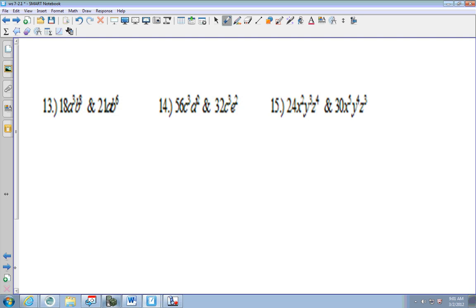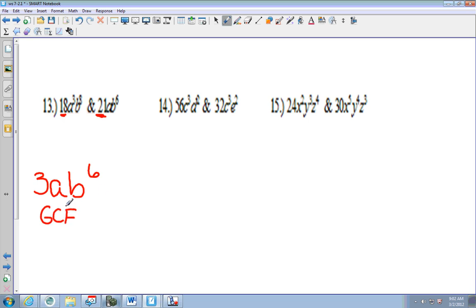The next one is what I asked you to already do. If you're working on this at home on the video, I'd pause it and try and find your GCF of 18 and 21. You should have found it to be 3. Now, there's an A in common in both of them. What is the smallest exponent? 1. So I'm going to leave it as A. And a B is in common in both of them. What's your smallest exponent? 6. That's your GCF.